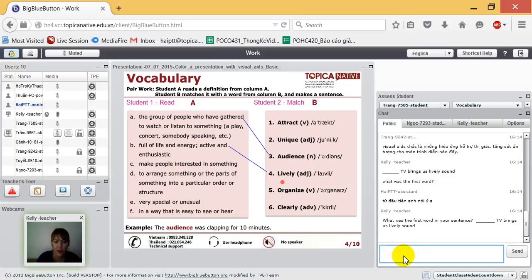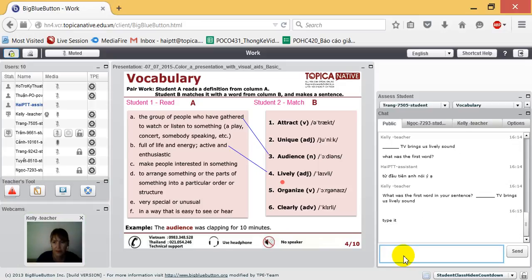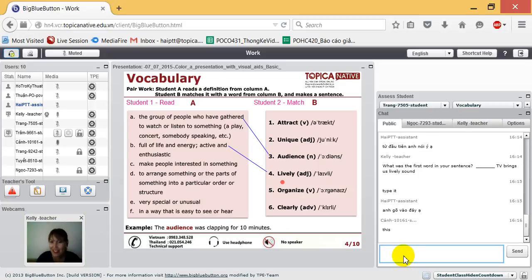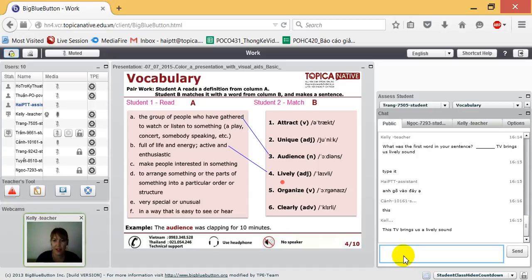Can you type it for me, please? This. I have no clue. Can you type it, please? This. Okay, so this TV, yeah, this. So this TV brings, I would change it slightly, this TV brings us a lively sound. Yes. This TV brings us a lively sound. Okay, yes. Yeah, that would work, absolutely.